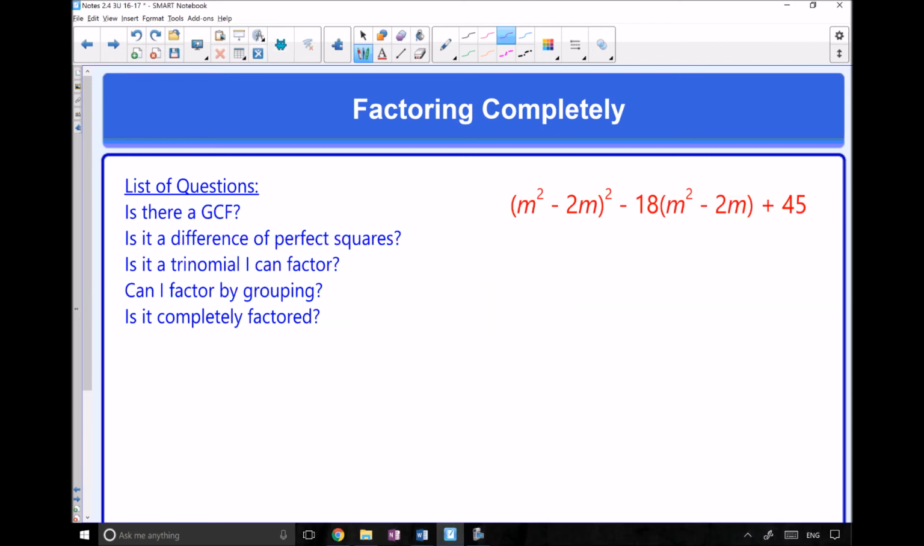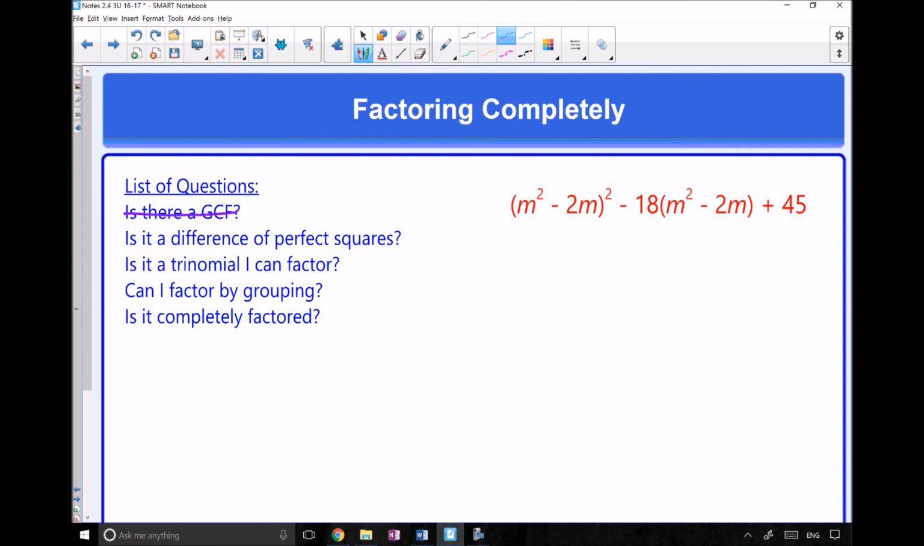Okay? All right, the next question that we have is the quantity m squared minus 2m squared minus 18 times m squared minus 2m plus 45. I'm going to go through my list of questions. Number one, is there a GCF? Is there anything in common with any of my terms here? No, there isn't, so we're done with that question, okay?